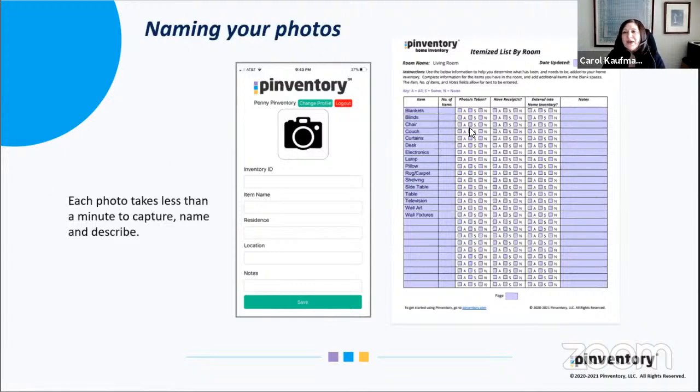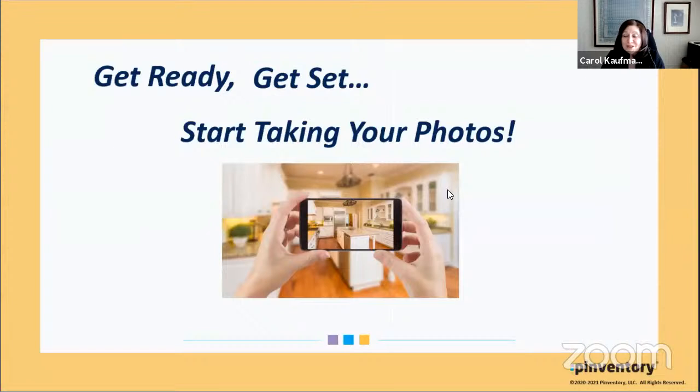You can see that we have our second free interactive PDF, which is many pages. And Aaron, I will give credit to, who created this. It lets you itemize the items that you've taken photos of in each room. You can add to it, you can take away from it. It's totally interactive. So let's get ready and get set and start taking photos.